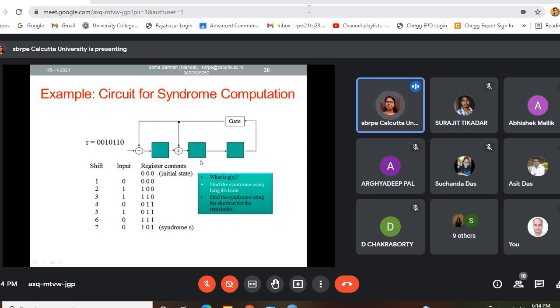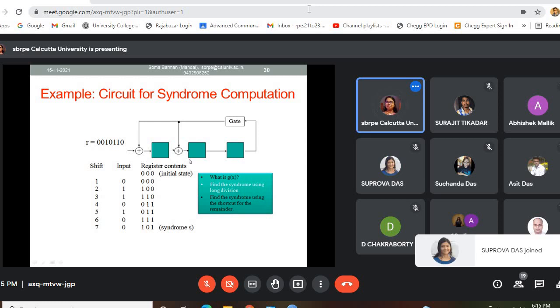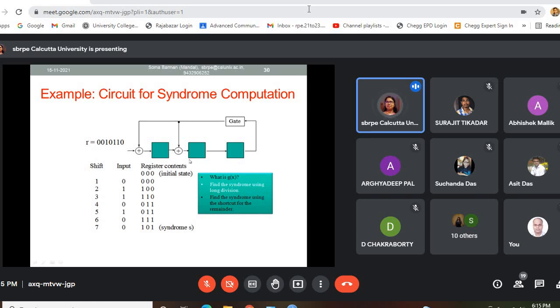This is the shortcut method: just shifting the register content, and after the last shift, which means the completion of your code word, what is the register content? From this register content you identify the syndrome. That means you identify which bit position is in error, the location of the error. Then you flip the bit and correct the error.